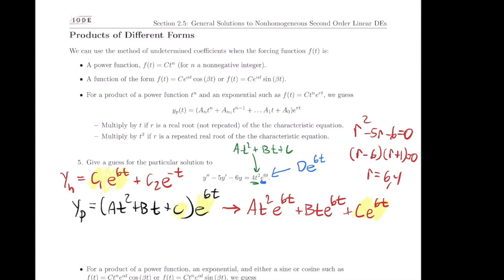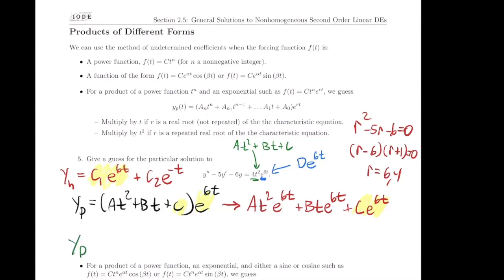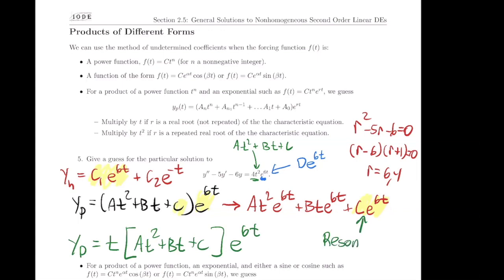So we would want to adjust this solution by multiplying our initial guess, every single term in it, by a power of t. And now I wouldn't have any resonance in any of the remaining terms. And so that's why we put this t over here.